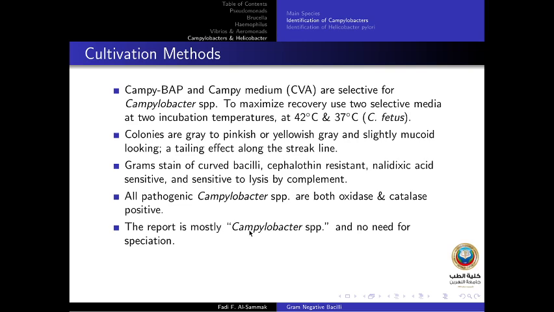And the Campylobacter are both oxidase and catalase positive. For the lab report, it is usually enough to mention that it is Campylobacter species, with no need for speciation, meaning to identify the species, because the treatment is the same and in most cases it is going to be a self-limiting disease.